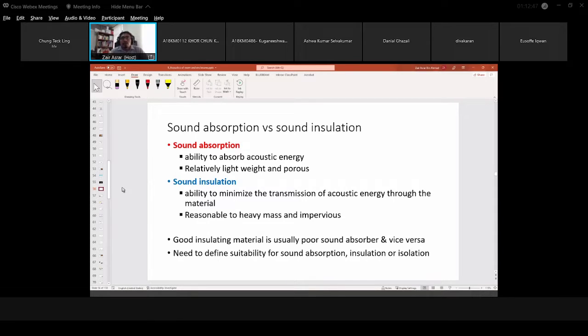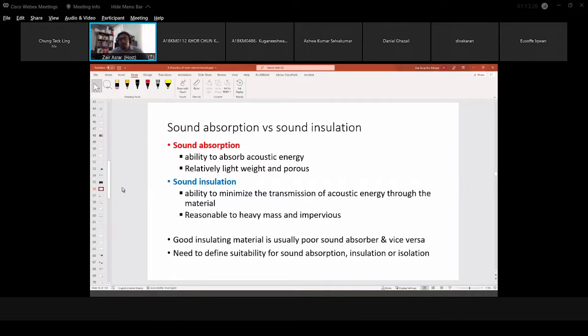In the case of insulation, we want to block the sound, so the material needs to be impervious and should not allow any sound to pass through it. Normally we need a heavy mass material to do this. So absorption is to absorb sound energy, insulation is to block the sound energy. If we have a good insulating material which is good to block sound, normally it's poor in terms of absorbing the sound. And the other way around is true as well.